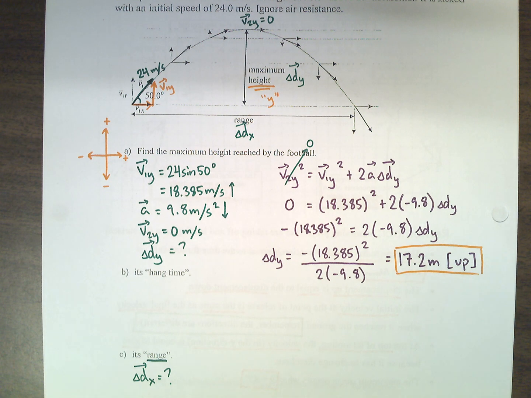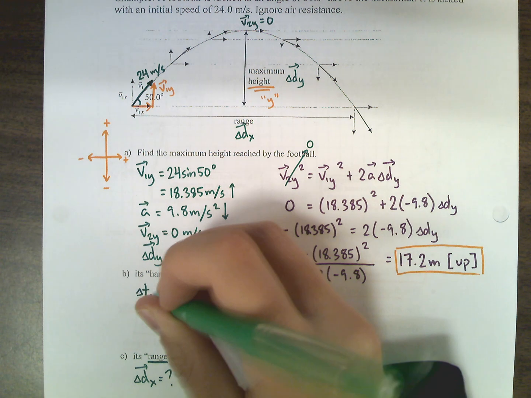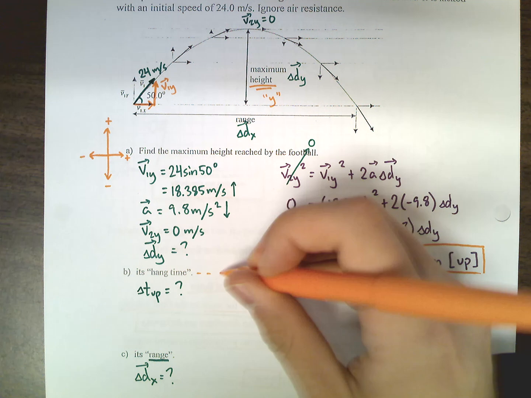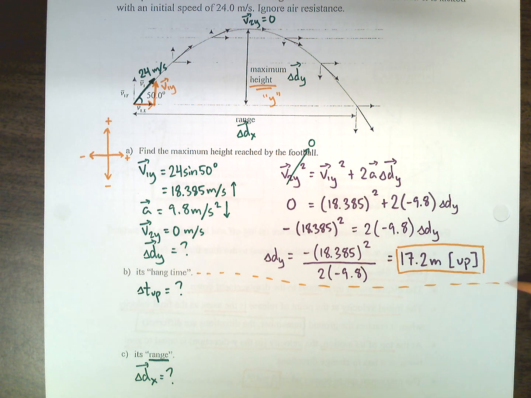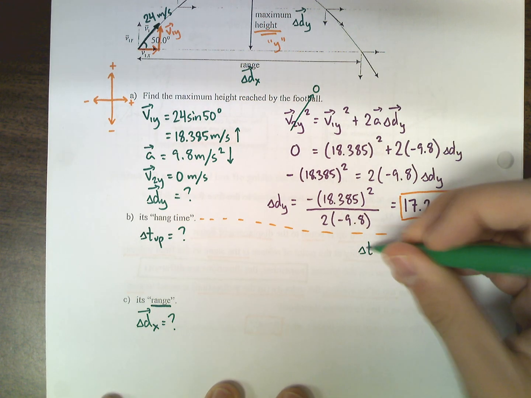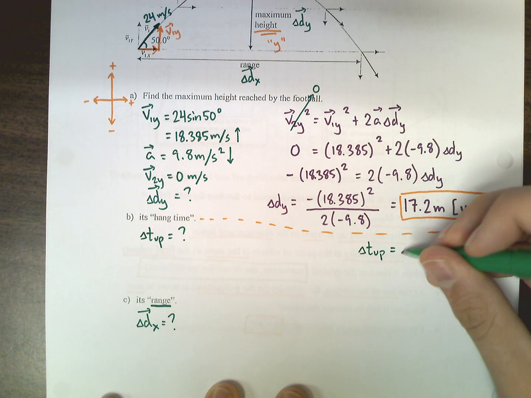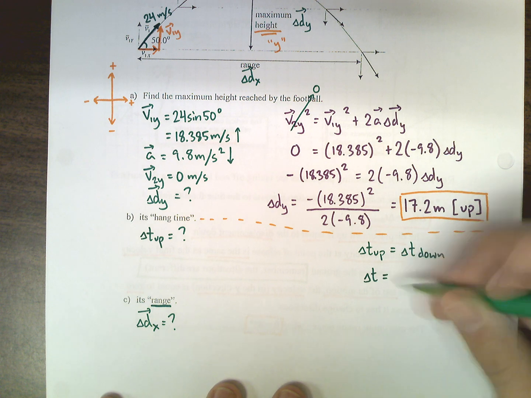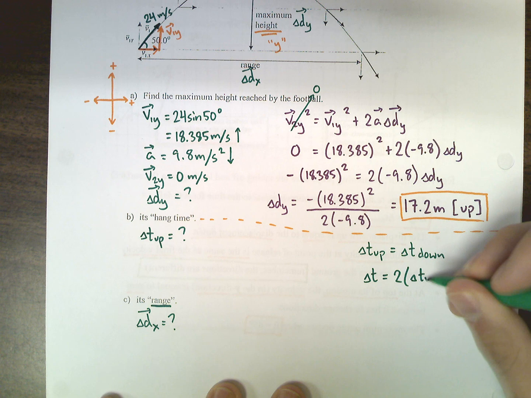So what I'm going to do is try to find the time that it takes for it to reach its peak. And then using that same principle that we talked about on the last page, we can figure out that if delta t up is equal to delta t down, that was on the last page. Well, if they're the same, then the total time, delta t, is just equal to 2 times delta t up, right?